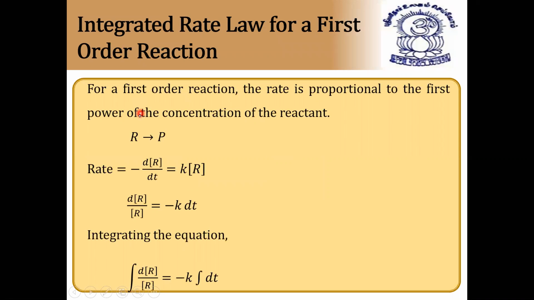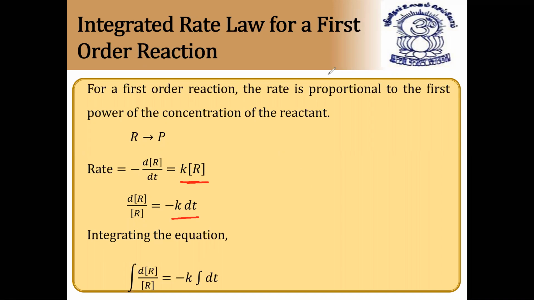Next, the first order reaction. Now the integrated rate equation for a first order reaction. For zero order reaction, K is equal to x by t. Now we are going to discuss how to find the integrated rate equation for first order kinetics. For a first order reaction, R changes to product. The rate is proportional to the first power of the concentration of the reactant. So rate is equal to minus dR by dt, which is equal to K into the concentration of R to the power 1. The power 1 is not required to be mentioned, so I have written R. So dR by R is equal to minus k dt.